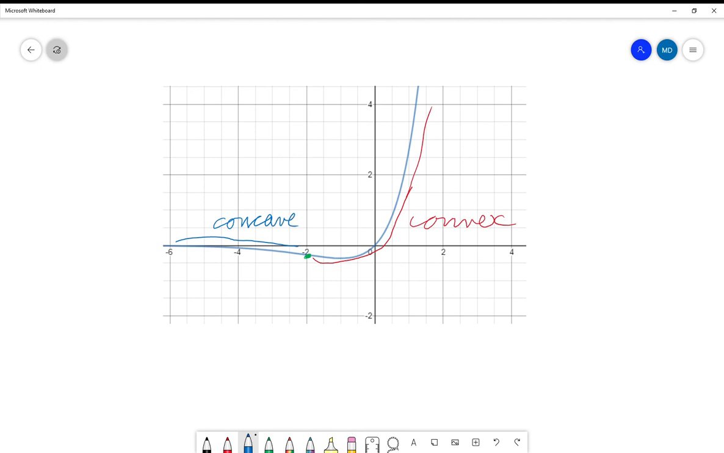And there you have it. That's how you find out the concavity or the convexity and the inflection points of any given curve.